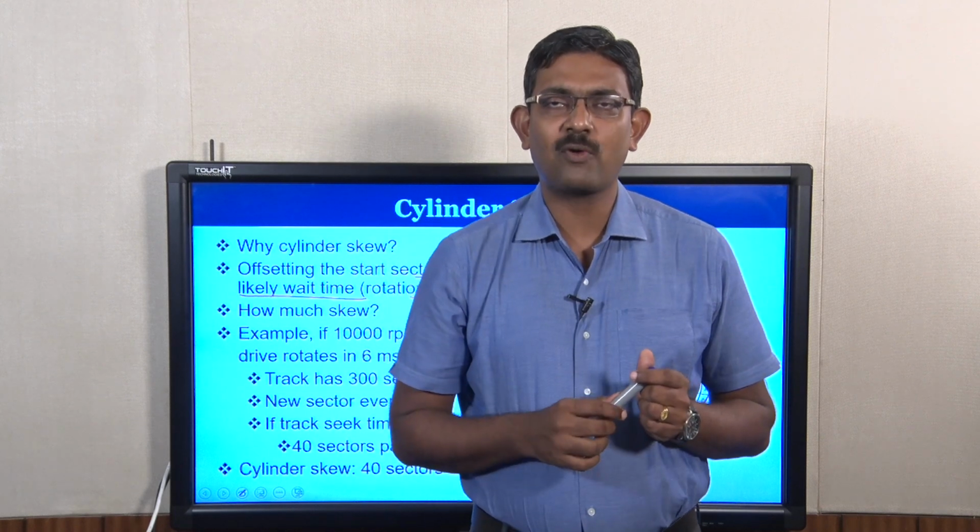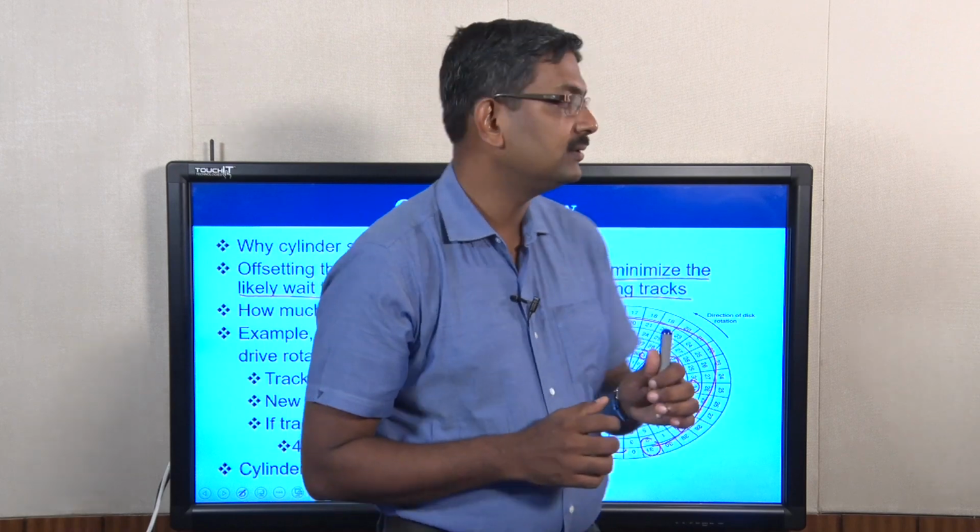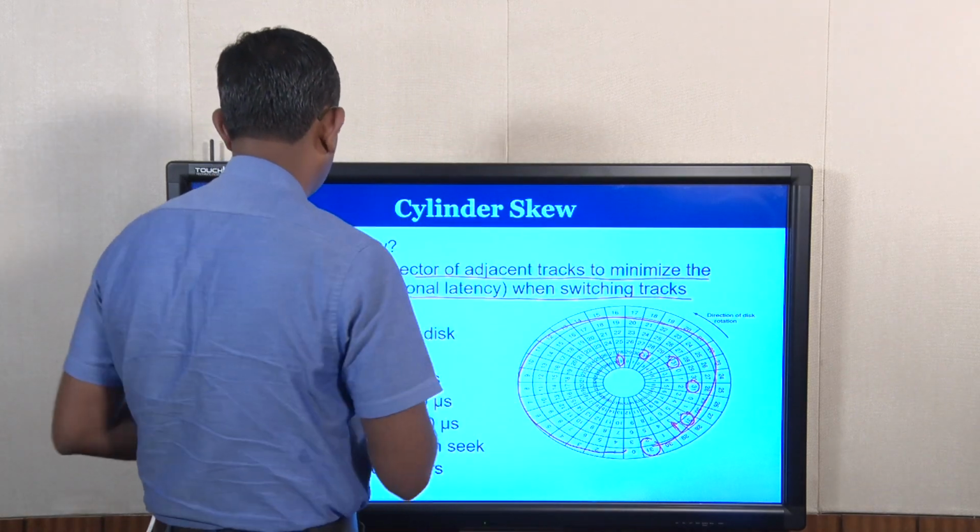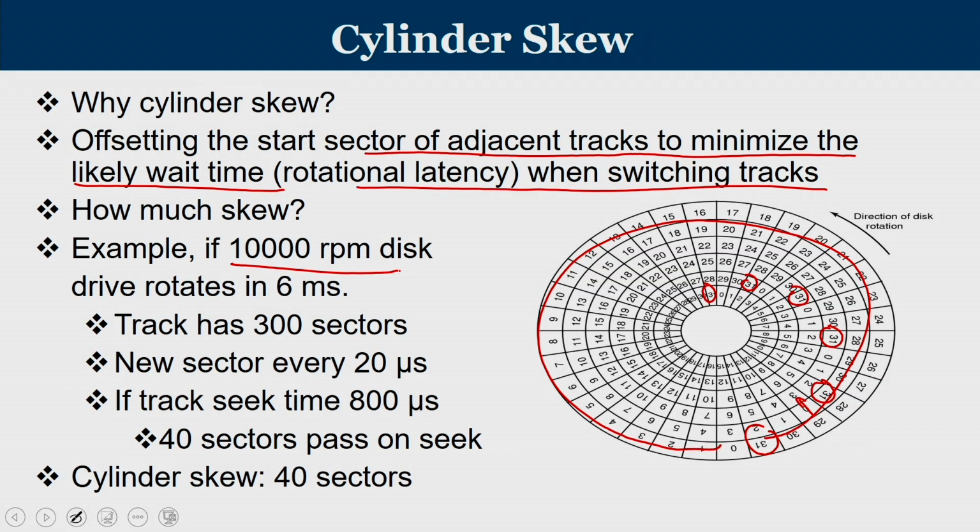Let us work out the problem given in the slide. Consider that you are talking about a 10,000 RPM disk. When you have 10,000 rotations per minute, it takes 6 milliseconds for one rotation. Assume that your track has 300 sectors, and if you take 6 milliseconds to cover all these 300 sectors, then every new sector you reach in 20 microseconds.